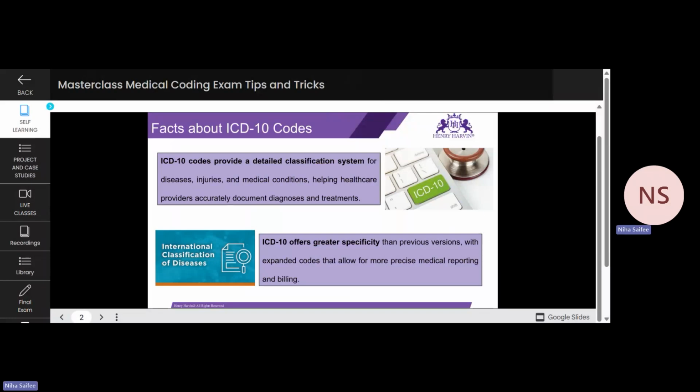Facts about ICD-10 codes. ICD-10 codes provide a detailed classification for diseases, injuries, and medical conditions, helping healthcare providers accurately document diagnosis and treatment. We had already discussed what the different codes are and what their uses are. We discussed that ICD-10, the International Classification of Diseases, is for the diagnosis.